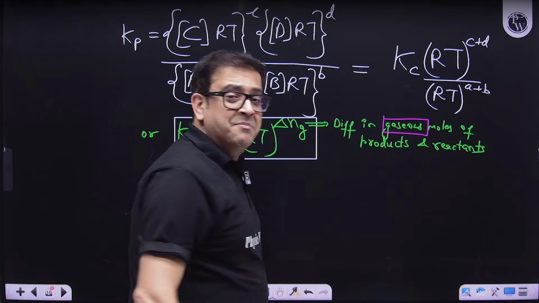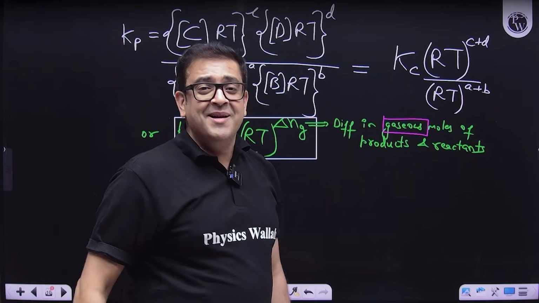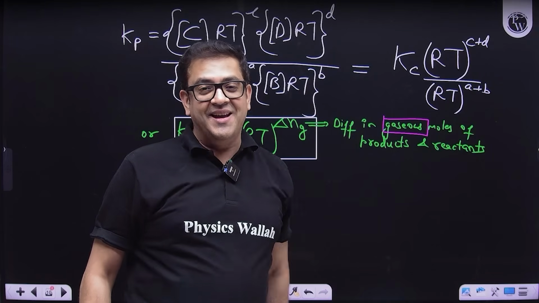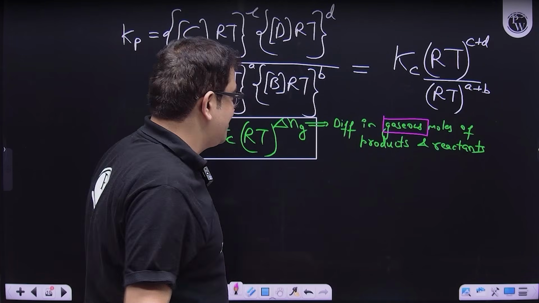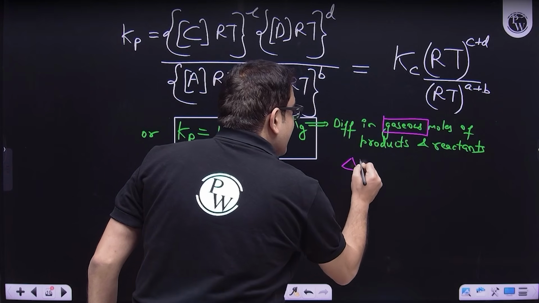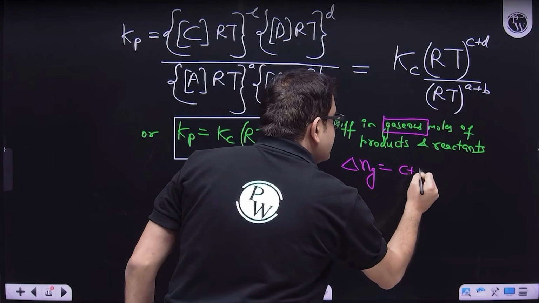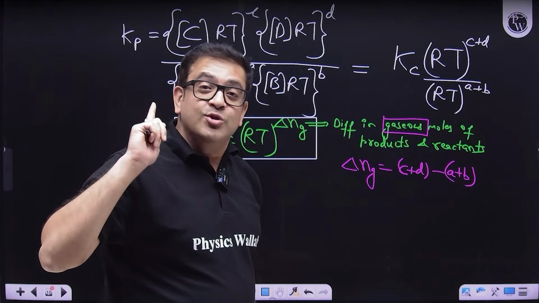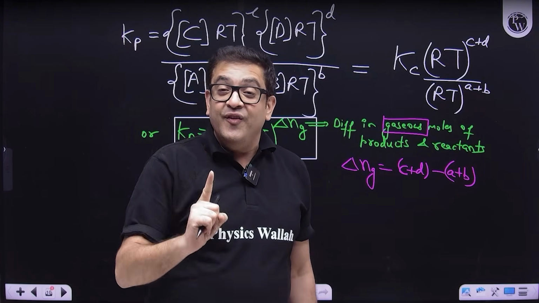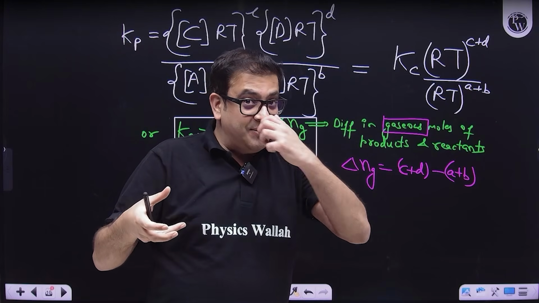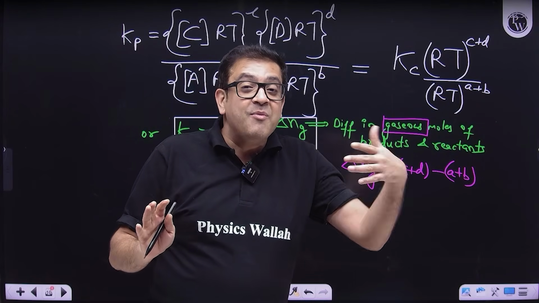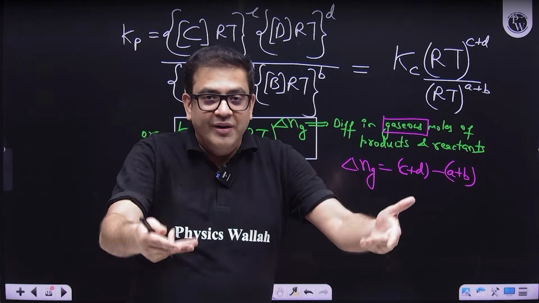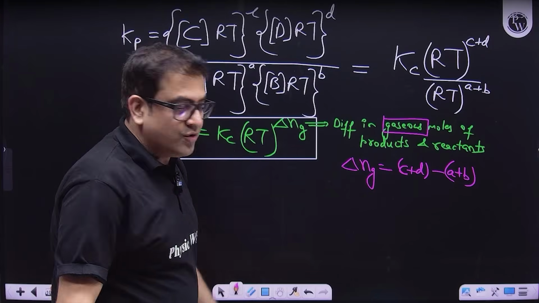Students miss it and miss their marks. And not only miss their marks, they do it wrongly. Instead of earning 4, they lose 1. So it makes a difference of -5 to their overall number in JEE. So actually this delta Ng is C plus D minus A plus B. But these moles you should only take for gases. If the reactant mixture contains gases, but some of it is solid and liquid, then you should not take their stoichiometric coefficient. We'll be doing that with an example in heterogeneous equilibrium.